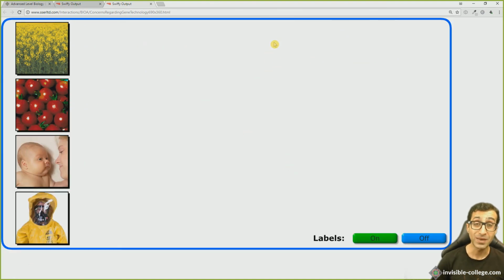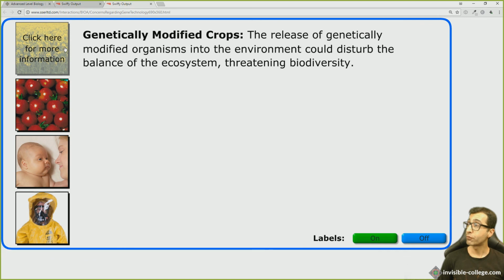So these are by no means exhaustive, but for example, genetically modified crops. Now the release of genetically modified organisms into the environment could disturb the balance of the ecosystem, threatening biodiversity. And of course, once you've released these organisms into the environment and they start to reproduce with non-transgenic organisms, those genes cannot be recalled and the damage to the environment is done and will spread.